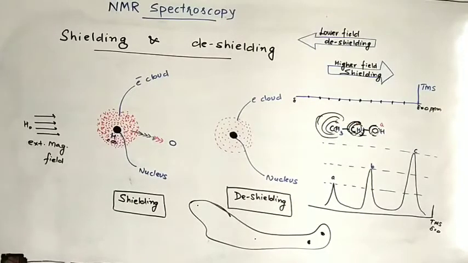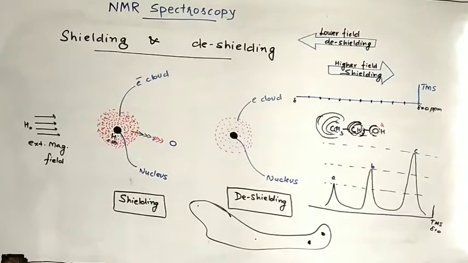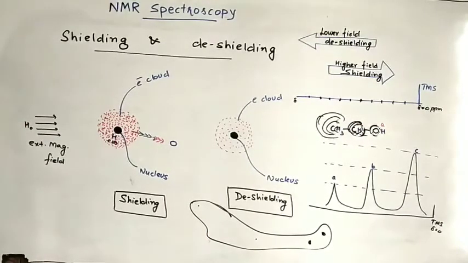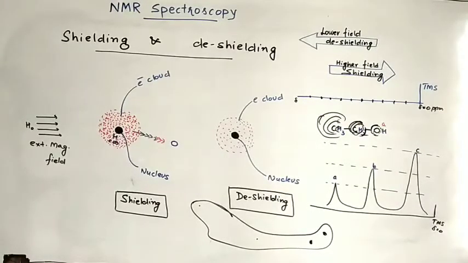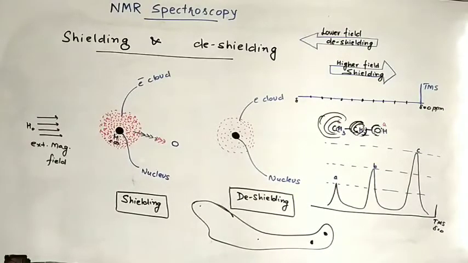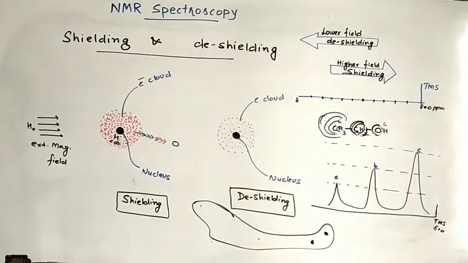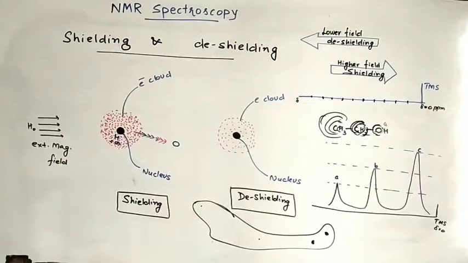Okay, so this is shielding and de-shielding which makes the difference, which is the basic concept of NMR. We said that there are three types of protons in ethanol, A, B, C. Why do we call them A, B, C, different? Because they have different electron density around them. This electron density around the proton is the only thing that makes the proton non-equivalent toward the external magnetic field, due to which different peaks appear in the NMR spectrum. Next we will learn how to find the number of peaks or number of signals given by the molecule.